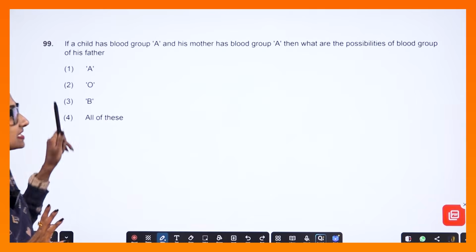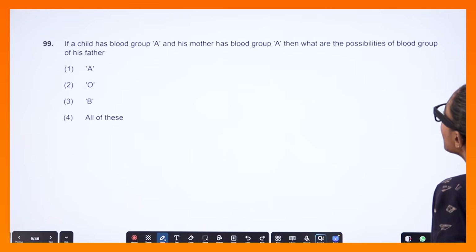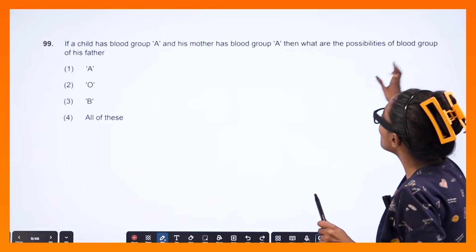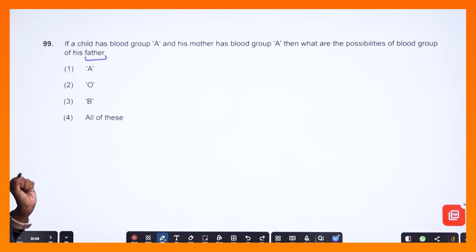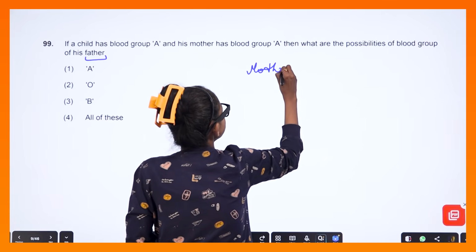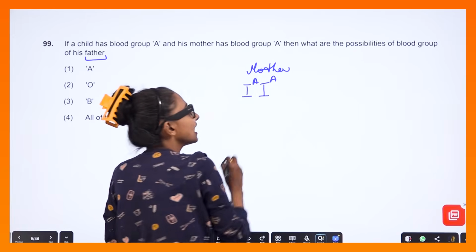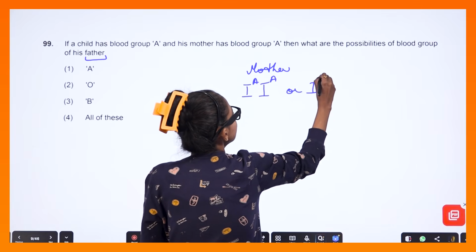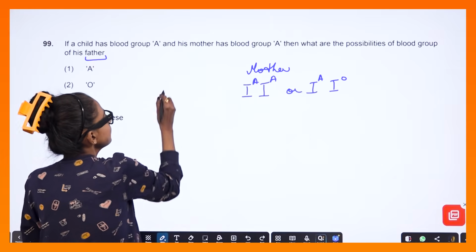Let's go to this. This is the question that I was talking about. If a child has blood group A, and the mother has blood group A, what are the possibilities of blood group of father? I see. So suppose mother is IAIA, or she can be IAIO, correct?